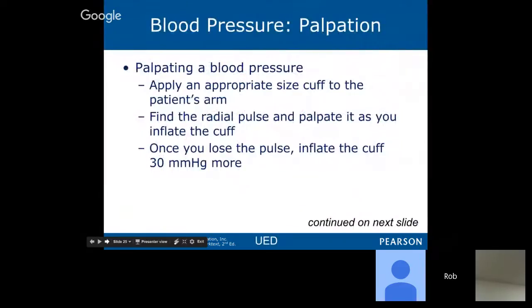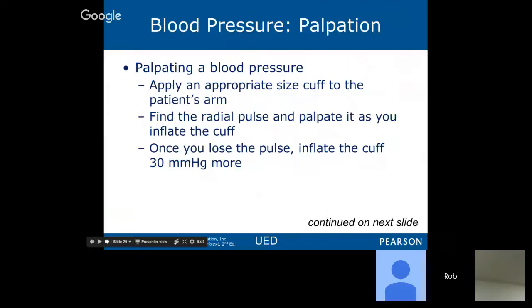So, blood pressure by palp. Palpating the blood pressure. Does anybody know what palpating the blood pressure even means? It's a crazy thing. You're feeling for a blood pressure, okay? Palpation, you're feeling, right? All right. Apply an appropriate size cuff to the patient's arm, just like you would with the other one.